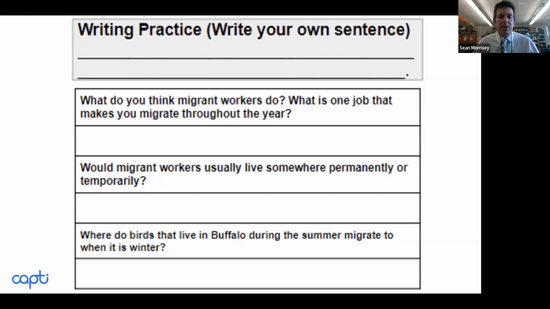Like, where do birds that live in Buffalo during the summer migrate when it is winter? And the second one I really like: would migrant workers usually live somewhere permanently or temporarily? I'm linking it to other words that we've previously learned, the words permanent and temporary. So not only are we learning our new word migrant, but we're reviewing and having kids think about previously learned words, permanent and temporary, as well.